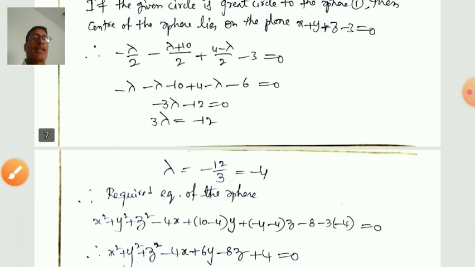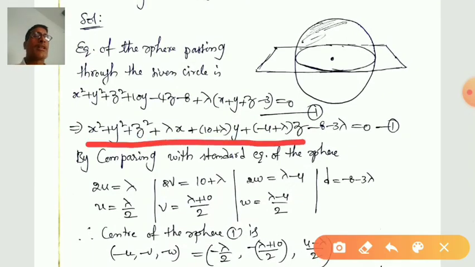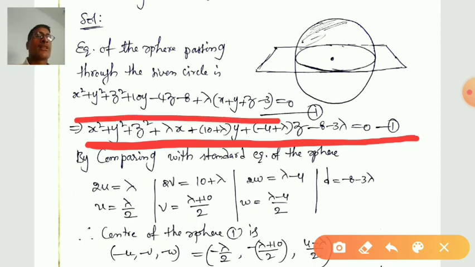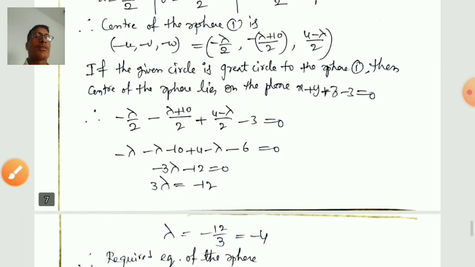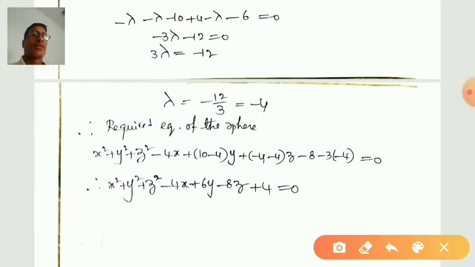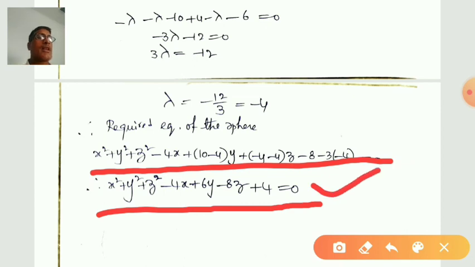Therefore, the required equation is obtained by substituting lambda is equal to minus 4 in the equation of the sphere. We can substitute lambda is equal to minus 4 in this equation or in this equation, in any equation. By substituting lambda is equal to minus 4 in this equation, on simplification, we will get x square plus y square plus z square minus 4x plus 6y minus 8z plus 4 is equal to 0. This is the required equation of the sphere.